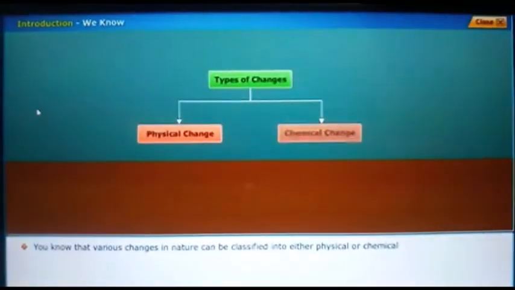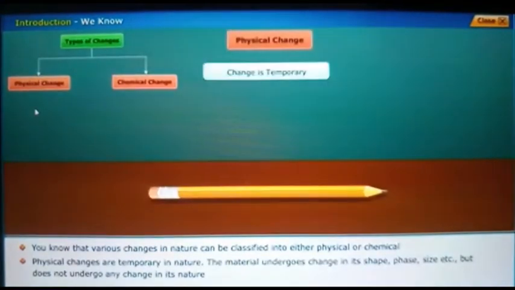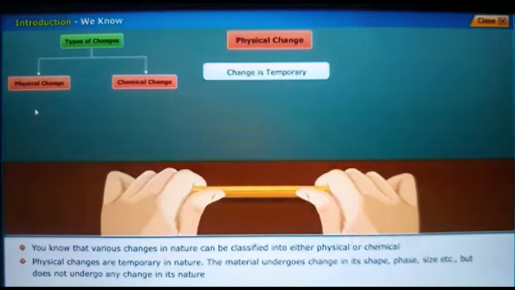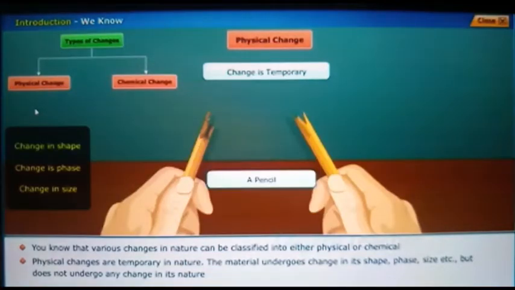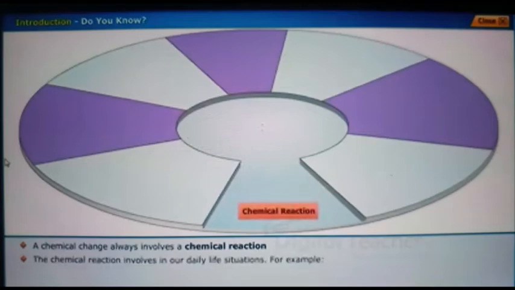We know that various changes in nature can be classified into either physical or chemical. Physical changes are temporary in nature. The material undergoes change in its shape, phase, size, etc., but does not undergo any change in its nature. A chemical change always involves a chemical reaction.